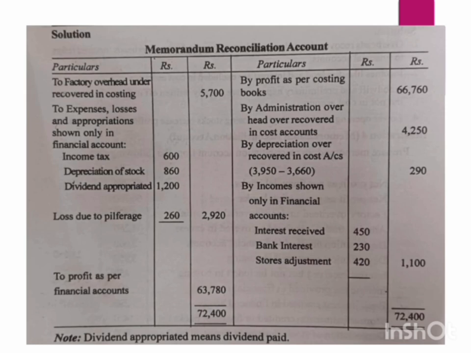And on the credit side, the following particulars should be entered. By profit as per costing books 66,760. By administration overhead recovered in cost account 4,250. By depreciation over-recovered in cost account 290. That is, it is obtained by subtracting the depreciation under the cost accounts and financial accounts, that is, 3,950 minus 3,660 is equal to 290. By income shown only in financial accounts: interest received 450, bank interest 230, store adjustment 420, totally 1,100, and the total will be 72,480. So the balance will be entered in the debit column to profit as per financial account. The remaining amount is 63,780.